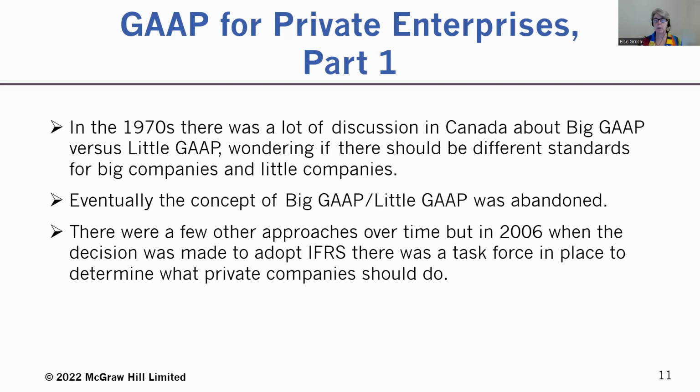Historically, private enterprises followed the same rules as public companies. So in the past, we had something called GAAP standards, and that's generally accepted accounting principles. However, when Canada decided to adopt IFRS, a task force determined that requiring private enterprises to follow IFRS would be an administrative burden as well as a monetary burden, because IFRS has a lot of standards that do not help the users of the financial statements for private enterprises.